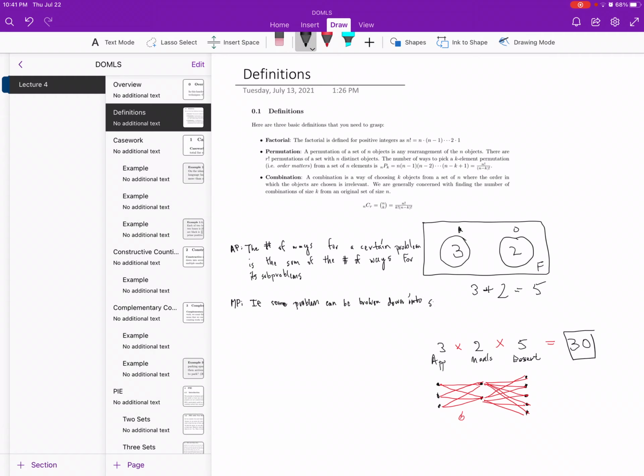One second, I'm going to move this device because my handwriting is really weird. Okay, the number of ways for the problem is the product of the number of ways for the subproblems.